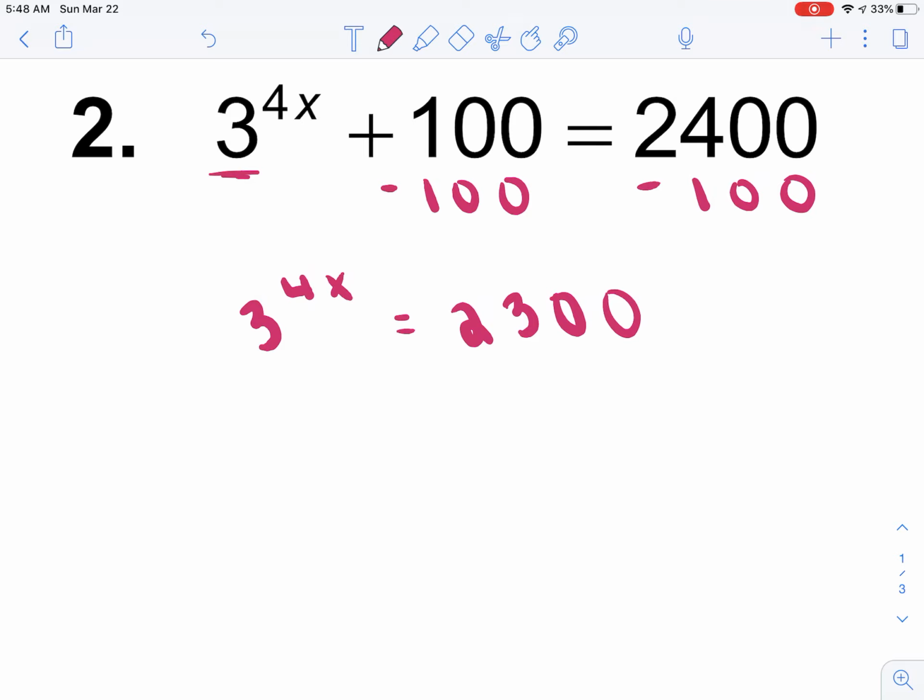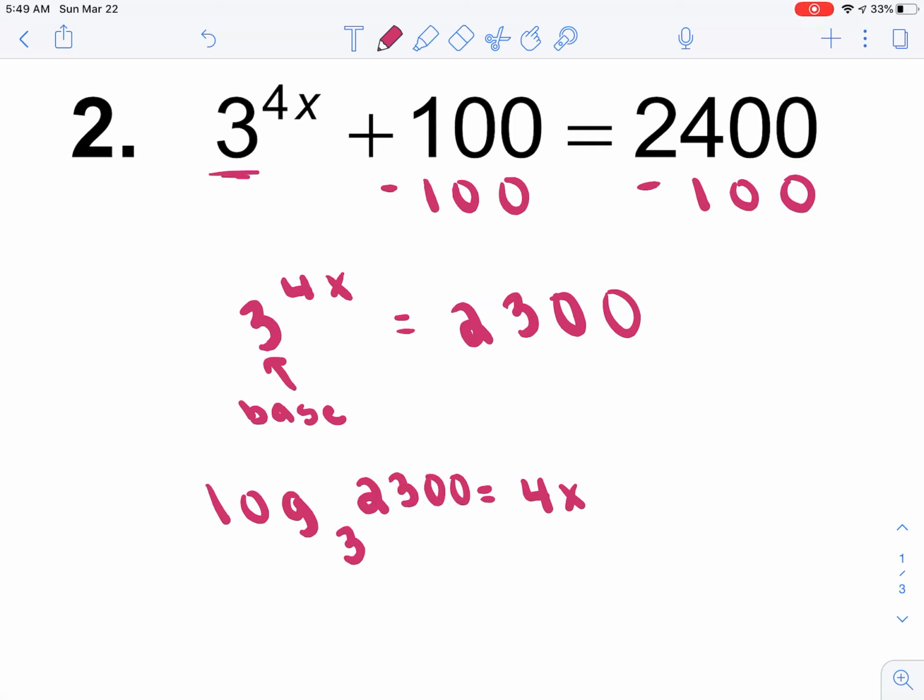So unfortunately with this one, we have to use that second method. Now, I like the idea of writing this in log form. If you remember, this is the base of the log. So what you're going to do is rewrite this as log base 3, and then on the other side of the equals, you put the exponent. You remember the exponent goes on the other side, and then that's going to equal 2300.